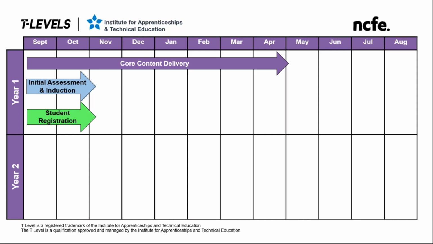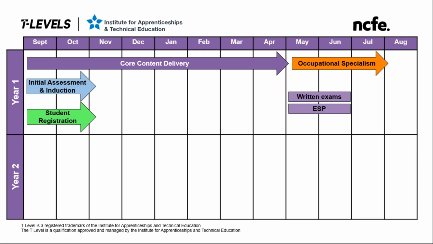And in this example, the core content delivery also starts in September and runs throughout the year to April, so that all the core content has been delivered by around Easter. And then after Easter, prep for exams and the employer set project in earnest and revision can take place. So the assessments for the ESP will then take place in May, and then the exams in June. This would be the summer series of assessment for year one, with the results being published in August.